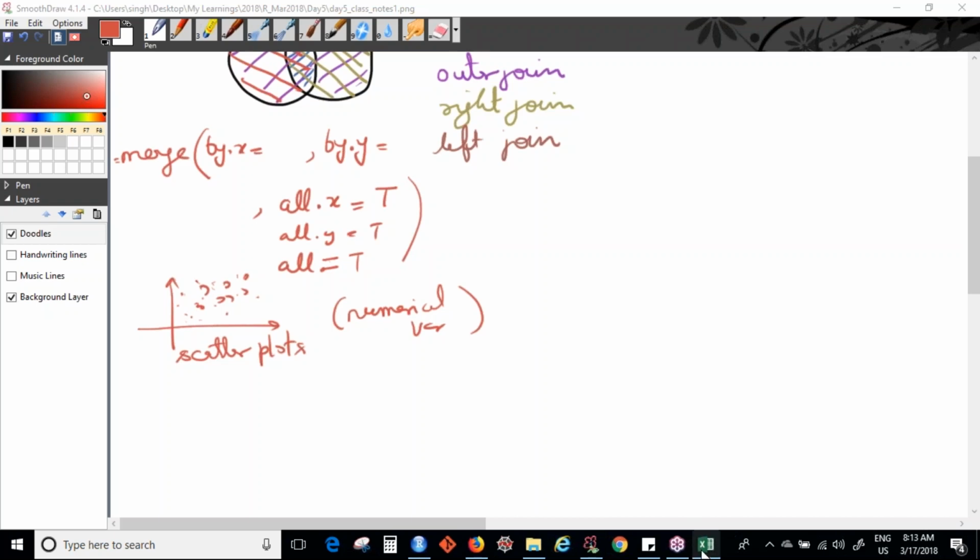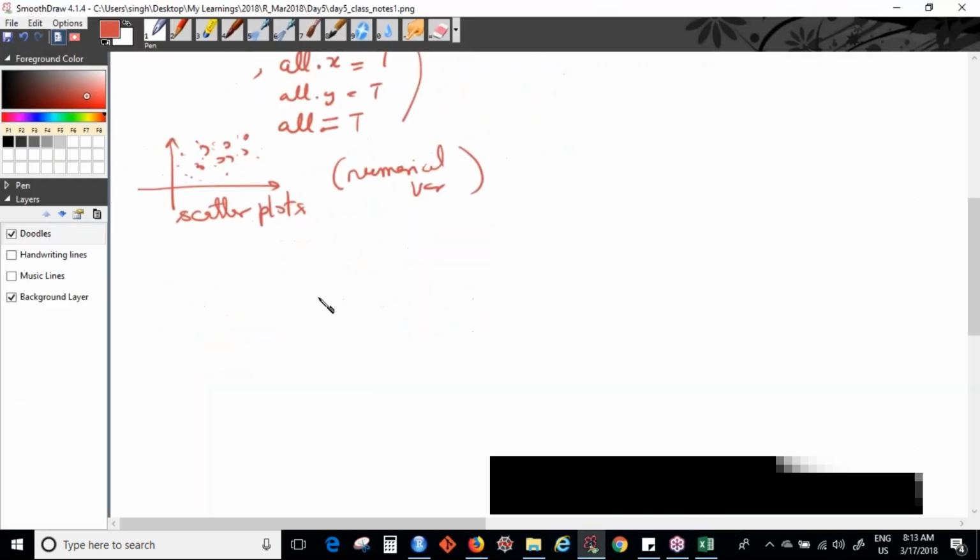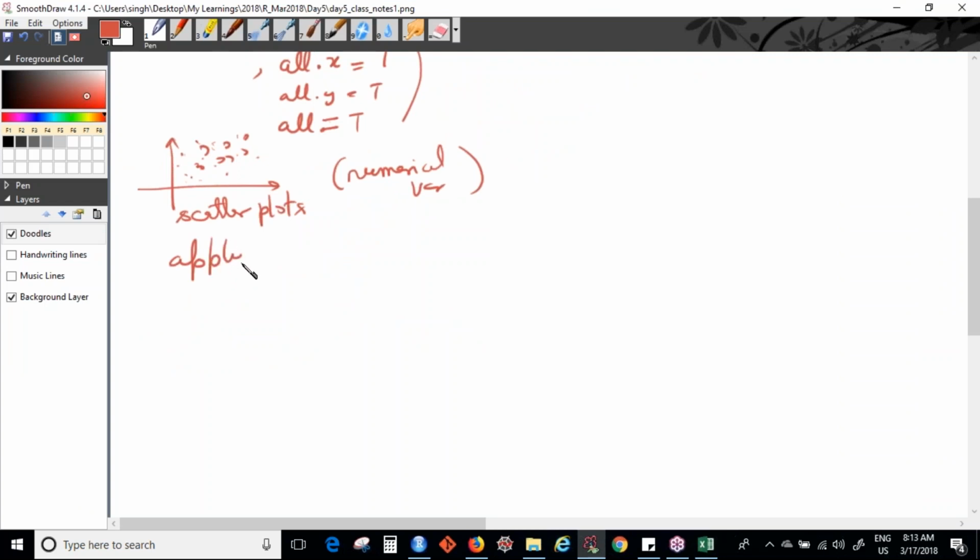Okay, then we saw a few important functions in R. We saw the apply family of functions. First we saw what is the apply function. We saw tapply, we saw lapply, and we saw sapply, and we saw a few examples of where they are most popularly used.